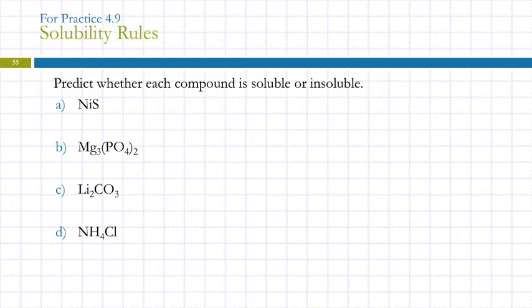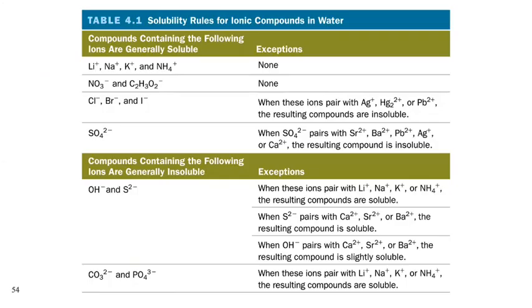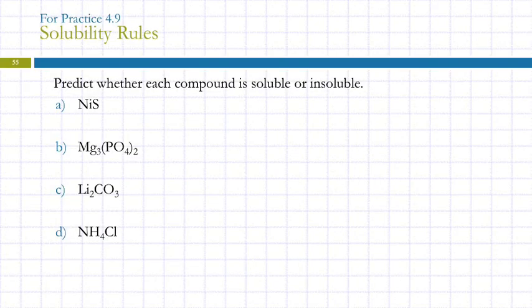Predict whether each compound is soluble or insoluble. Nickel sulfide. Well, we've got two ions here. We've got nickel and we've got sulfide. Let's look at the table. So we start at the top and we work our way down. We're looking for nickel or sulfide. We don't find anything up there. Here we've got sulfide, that S2 minus. So that's generally insoluble. And then we need to look over here. Is nickel one of the exceptions? Nope. So that tells us that this one is insoluble.